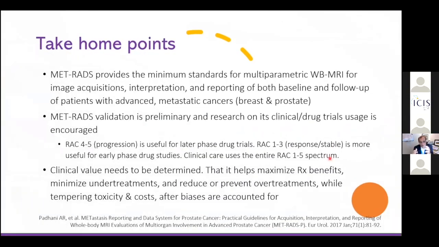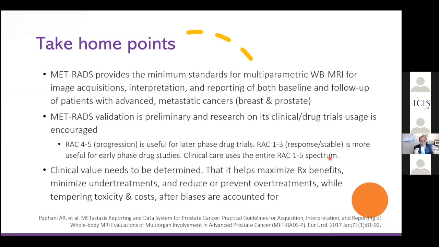So what is MET-RADS? MET-RADS provides the minimum standards for a multiparametric whole body MRI, so image interpretations and reporting, both at baseline and, importantly, at follow-up in people with metastatic disease, particularly from breast and prostate cancer in the bone. The validation that I've shown you so far is preliminary. And of course, we need more clinical trials.